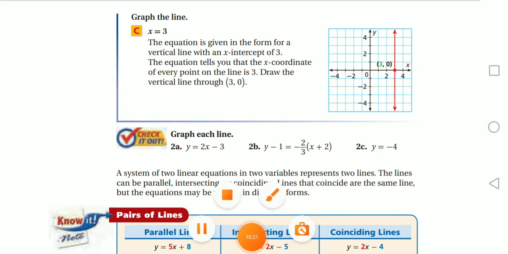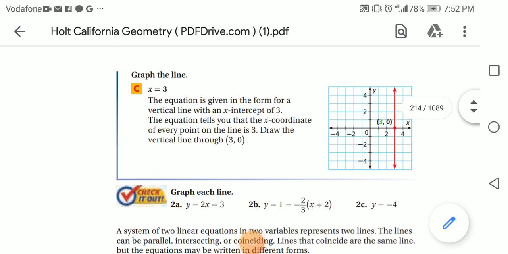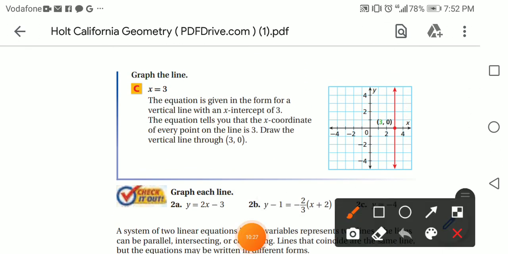I have here x equals 3. Graph a line for x equals 3. When it says x equals 3, the equation is given in the form of what? Vertical line. Yes, a vertical line with an x-intercept of 3. So for x equals 3, I have the points 3 and 0. Plot here the ordered pair 3 and 0. Go 3 on the x-axis, then 0, and put the point here. Can you see it? The purple one, 3 and 0.